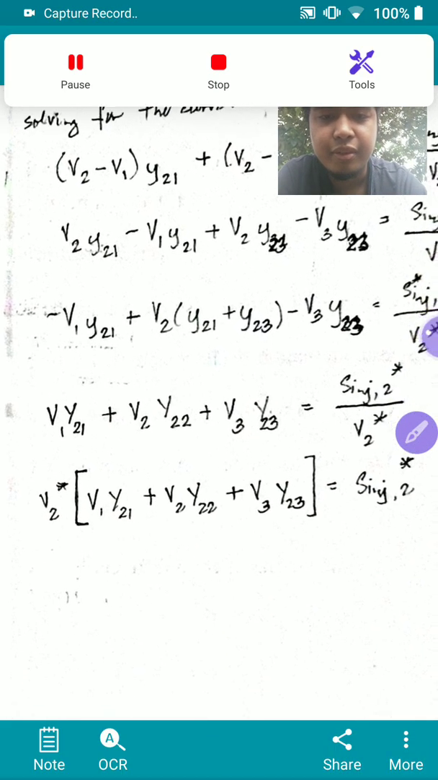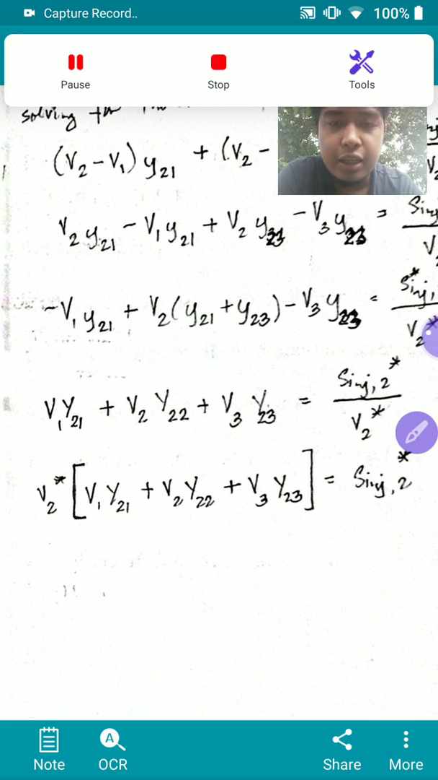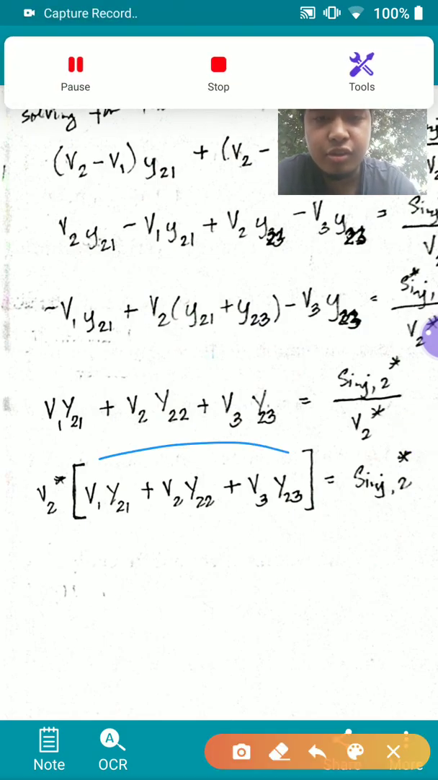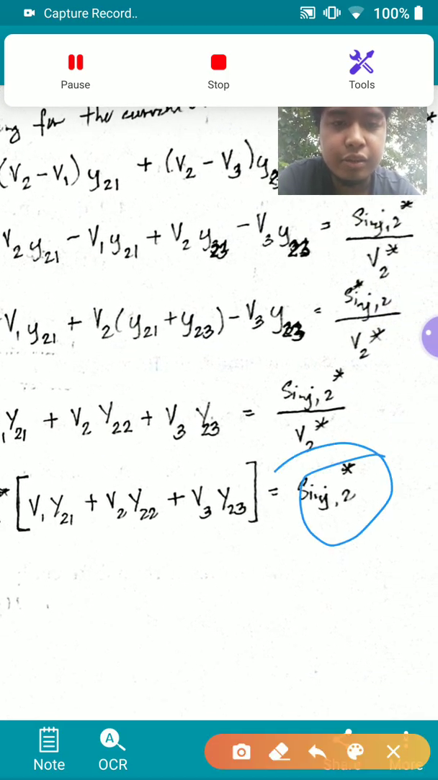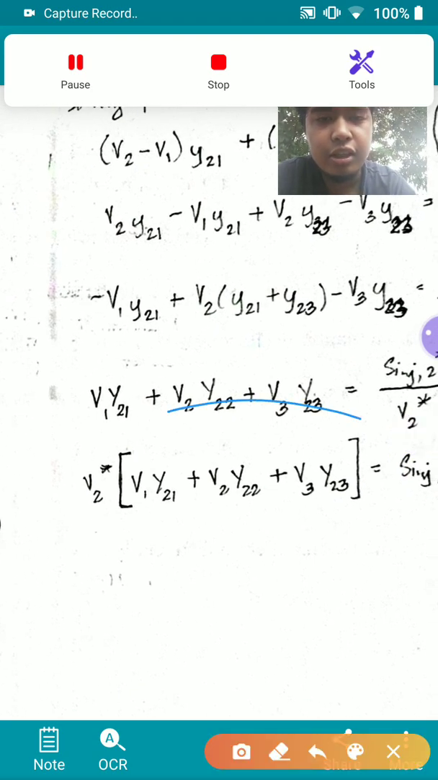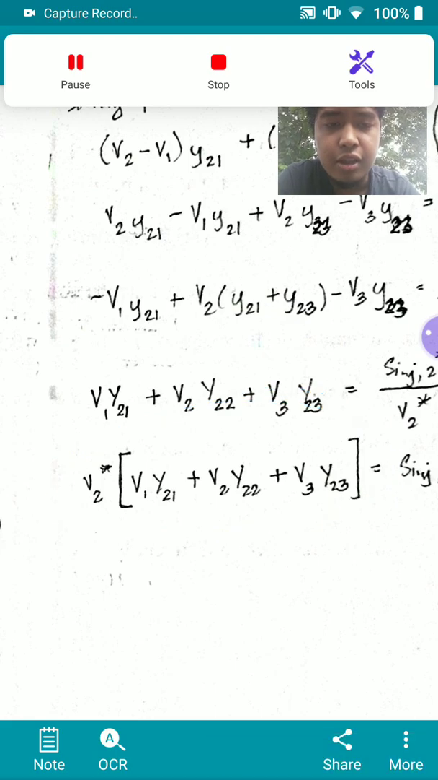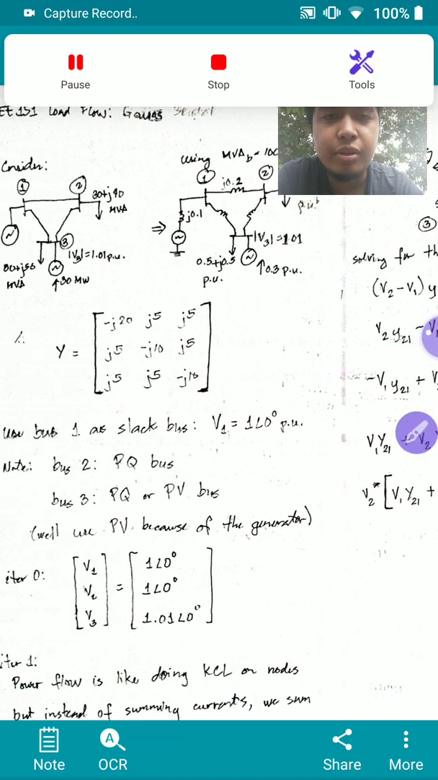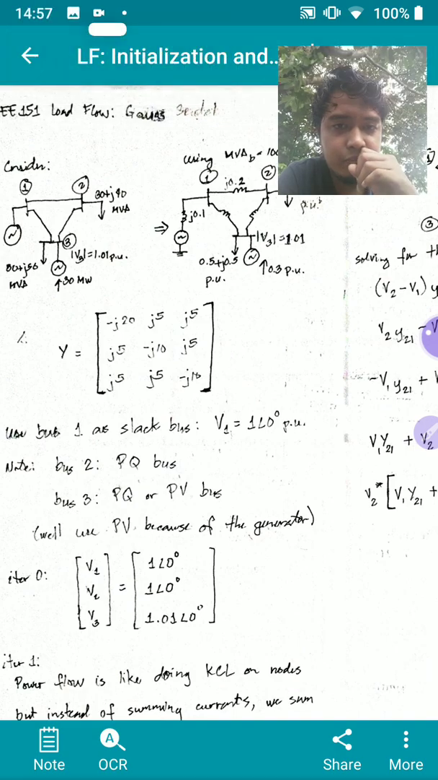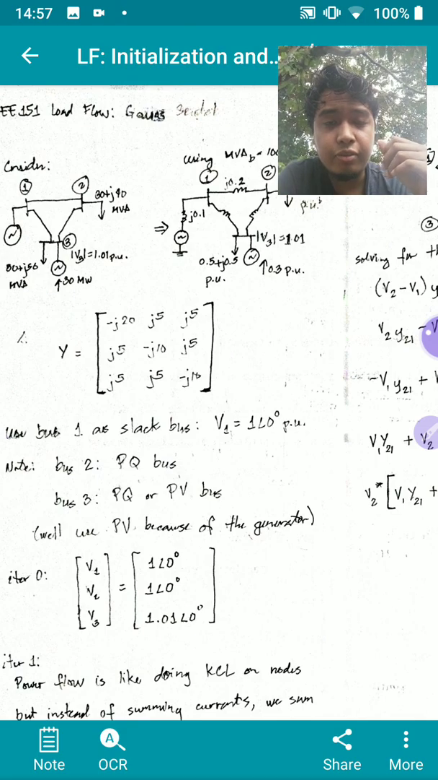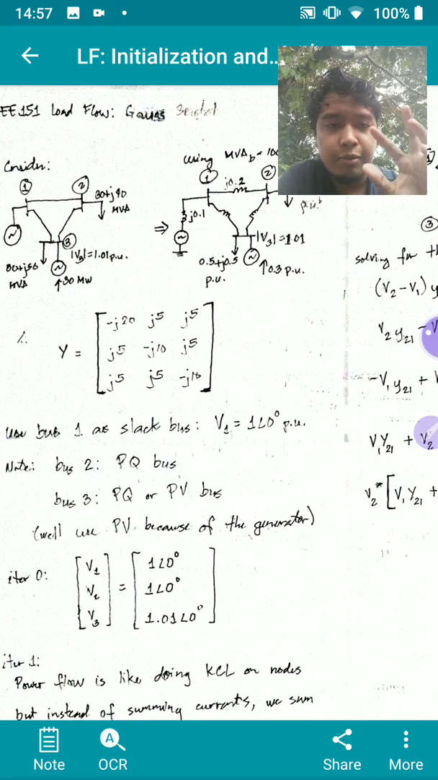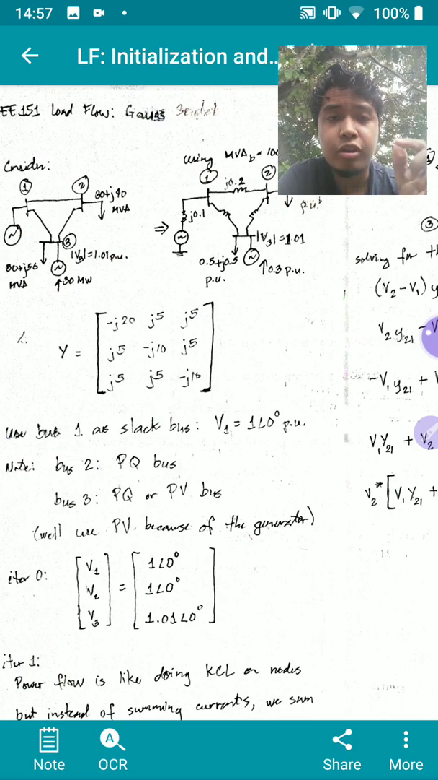So this will be your working formula for solving this. It's basically V2 conjugate times the summation of the currents is equal to S conjugate. Take note, this is S conjugate because our solution is in terms of V conjugate I and not VI conjugate. So that's it for initialization and KCL. This will be the concept that I'll be using for both Gauss-Seidel and Newton-Raphson. I'll be finishing this example for Gauss-Seidel, and then later on I'll be uploading one for Newton-Raphson.